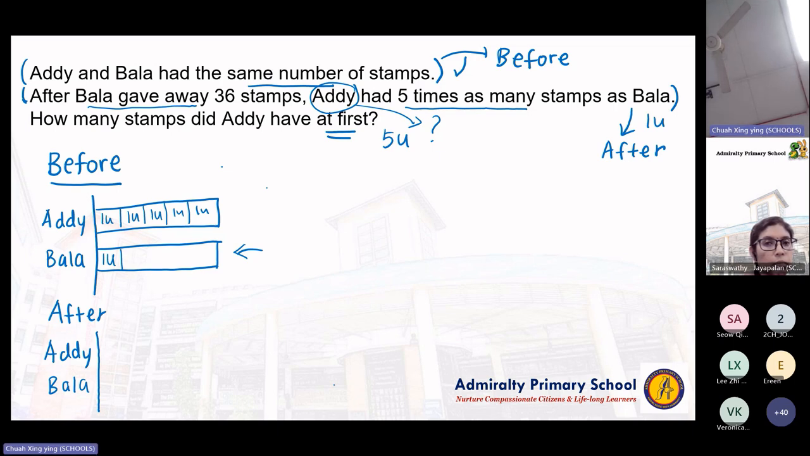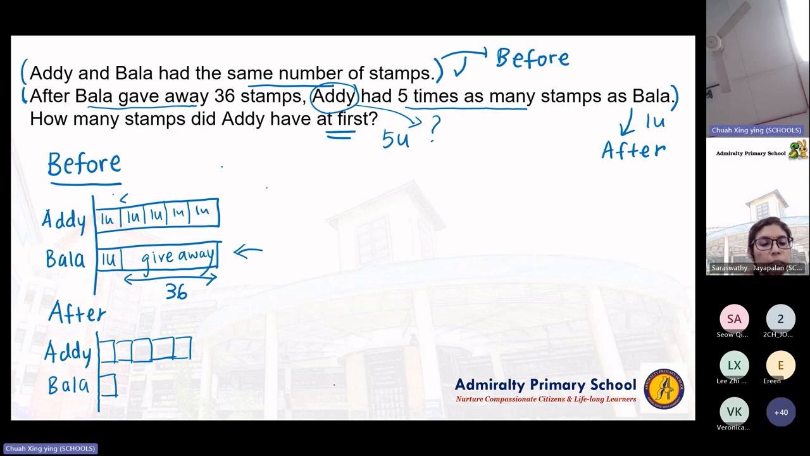Then in that case, after this part is being given away, Bala should have 1 unit left, where Eddie would have 5 units. Okay, bear with my drawings because I'm also trying to toggle with the stylus here. All right. Then in that case, what else do we know in terms of the numbers? We know that Bala gave away 36.